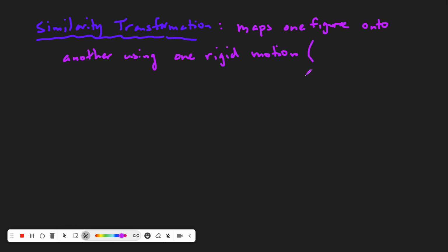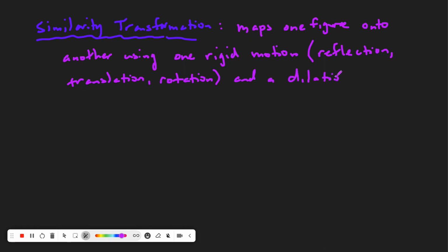And again, let's remind ourselves that our rigid motions are reflections, a translation, or rotation, and a dilation. And that's the most important part. So it's going to take a reflection, translation, and a rotation, and then a dilation to map the one figure onto the other. Okay?